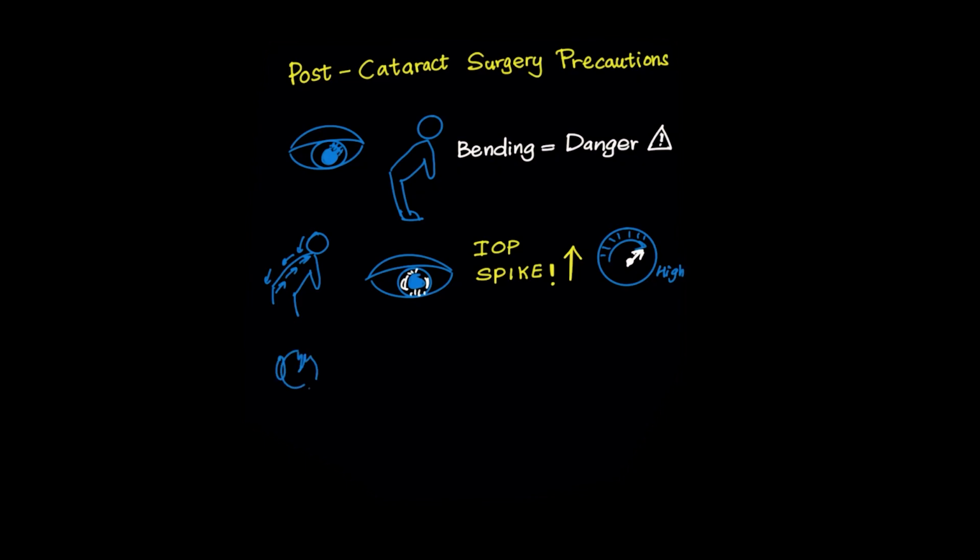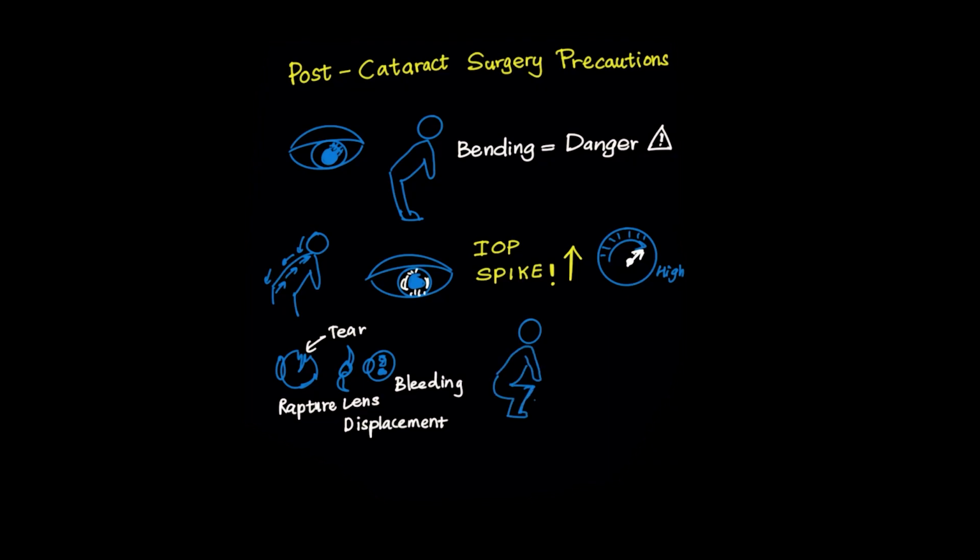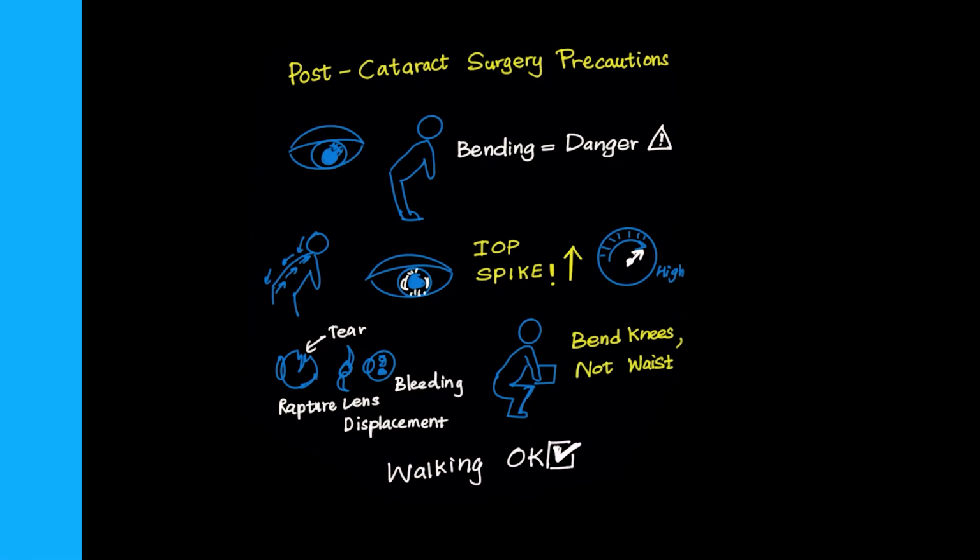This pressure spike can rupture the delicate surgical incision, displace the new lens implant, or cause bleeding inside the eye. That's why patients must bend at the knees instead of the waist. Reading and watching TV don't significantly increase pressure, and gentle walking is actually encouraged for circulation.